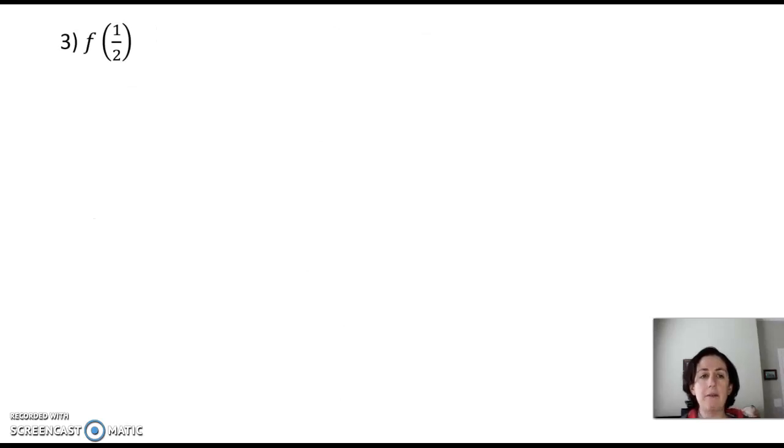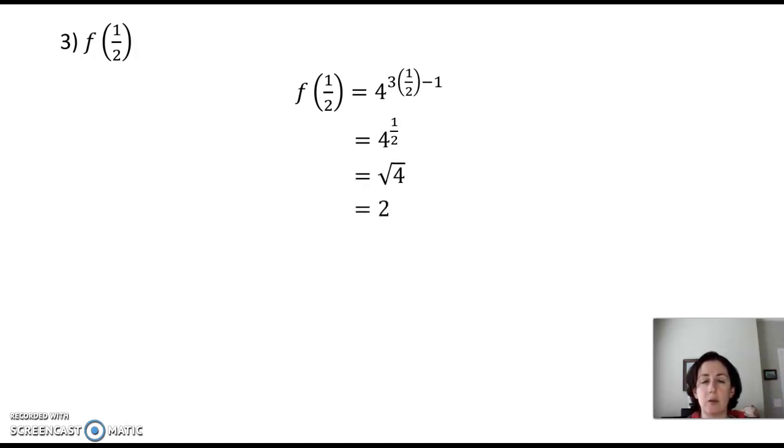F at 1/2. Into my function, I'll have 4 raised to the 3 times 1/2 minus 1. 3 times 1/2 is 3/2, minus 1 gives me 1/2. And again, it's one of those, I don't know how to take 4 and multiply it to itself 1/2 time. But I do know from previous knowledge that raising to the 1/2 power is the same thing as taking the square root, and the square root of 4 is 2.